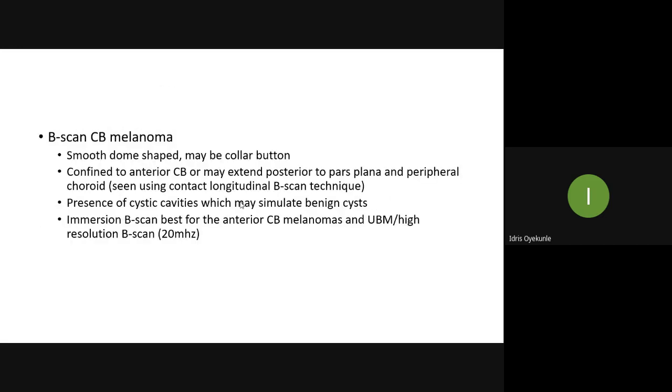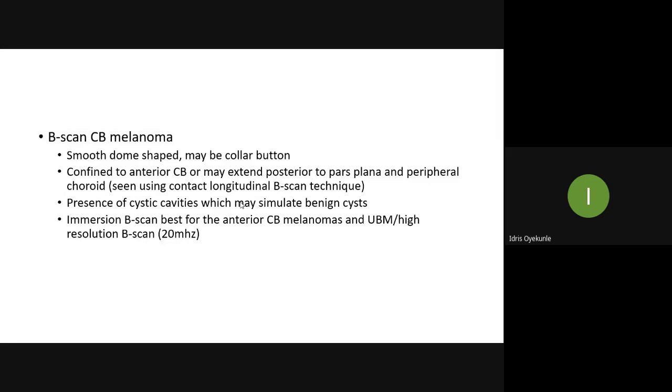So on B scan, the ciliary body melanoma, when you do an immersion technique or UBM, you show a smooth dome-shaped lesion in the ciliary body area, especially the anterior ciliary body area. It's confined to the anterior ciliary body, like I mentioned, but there may be an extension to the posterior aspect up to the pars plana region.